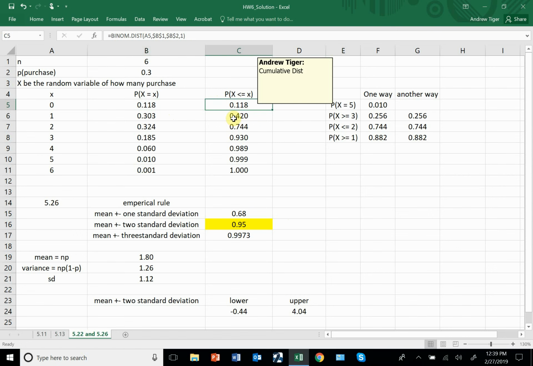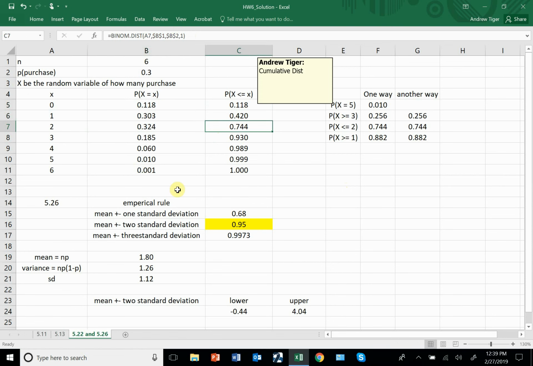But look at the next one. The chances that 1 or less people buy something. This number is different than this one, but they're related. This number is these two added up. If I add these two numbers up, that's what I get. How I can get there quickly is the binom dist and use an argument of 1 instead of 0. The chances that 2 or less, which is the sum of these, is what this number is. I didn't have to sum them up. I could, but this number is the same thing.